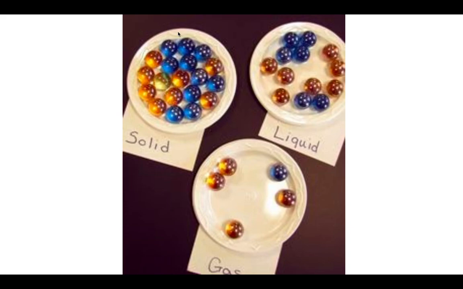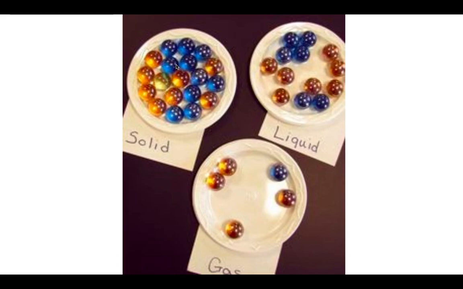Today, your assignment is to create a solid. So you're going to use something. You can see here they used plates as their container. You will need something to use as your container, and you're going to use your objects from your house to create a representation of the molecules or atoms that make up this solid. So remember, a solid has a definite shape, has definite volume, and it has the molecules packed very tightly together.